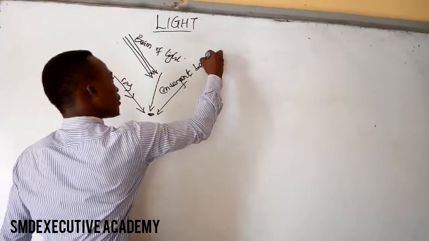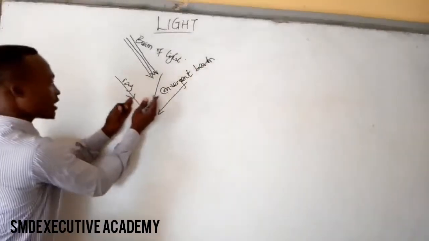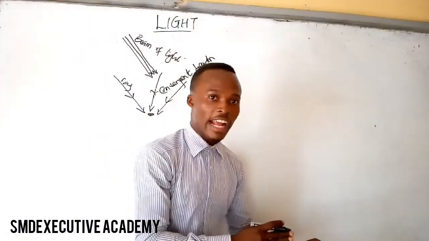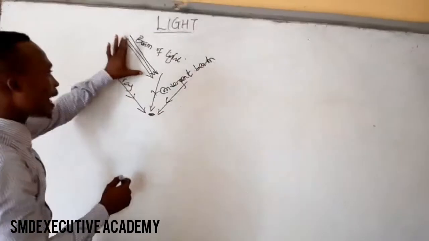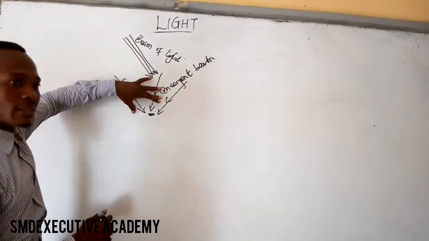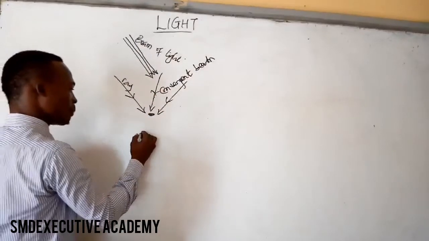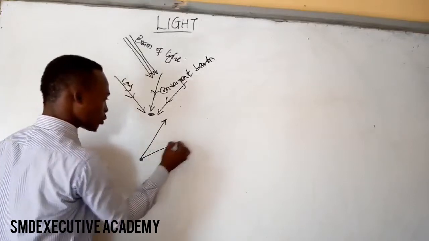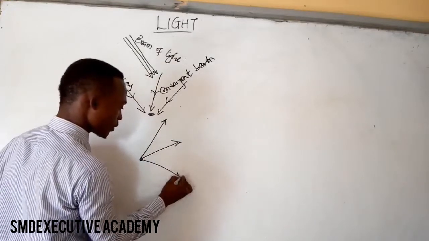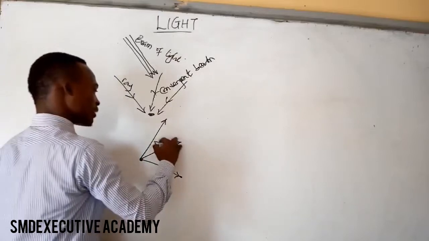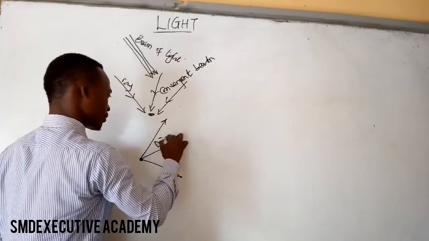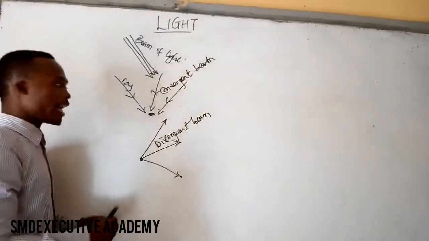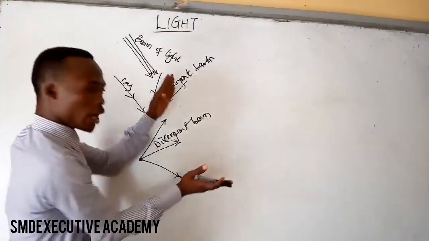So this is a ray, this is a ray. The collection of the rays of light is called the beam of light. Now in this part, we call this a parallel beam, and this a convergent beam, and this is what we call a divergent beam. From a spot, it goes this way, just like a torchlight, continuing to diverge out. That's what we call divergence.